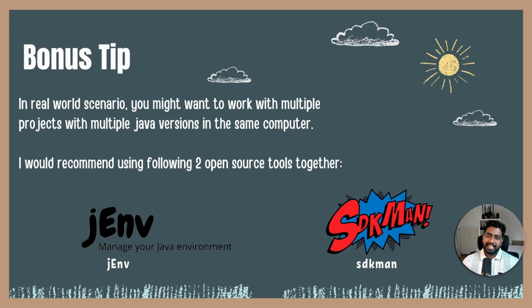Here is the bonus tip which I mentioned in the beginning of the video. When it comes to working with Java, you might come across a situation where you need to work with multiple Java versions on the same computer. In that case, you can use the following 2 open source projects to achieve that requirement. You can use the SDK command, which allows you to download multiple Java versions or Java distributions at the same time. And also, the JENV project will manage the Java specific environment variable on your operating system, which will basically change which Java version it will point at a given point of time.